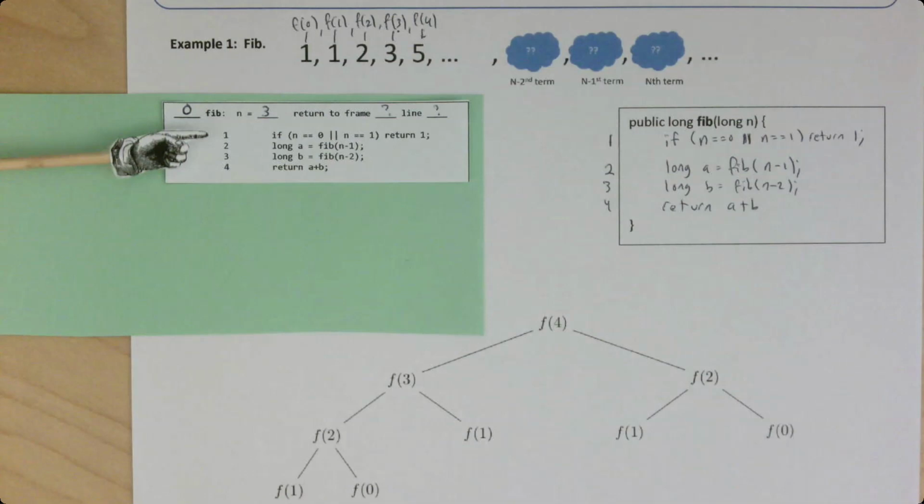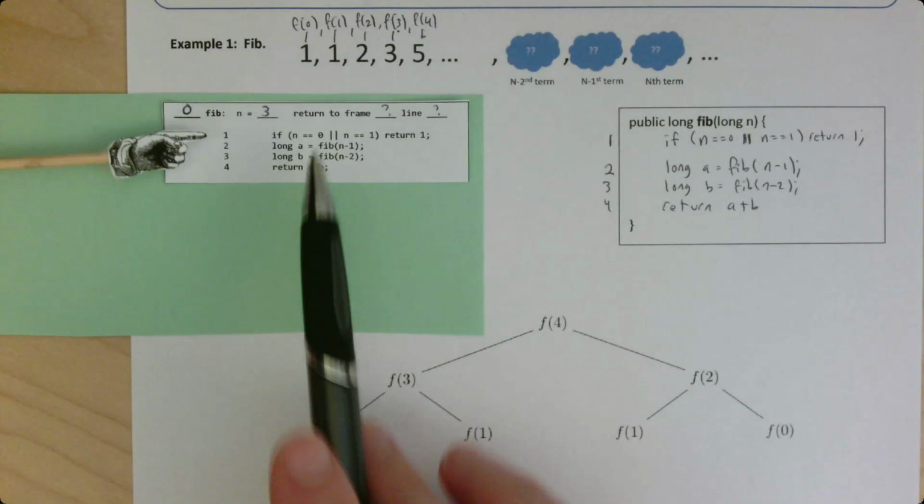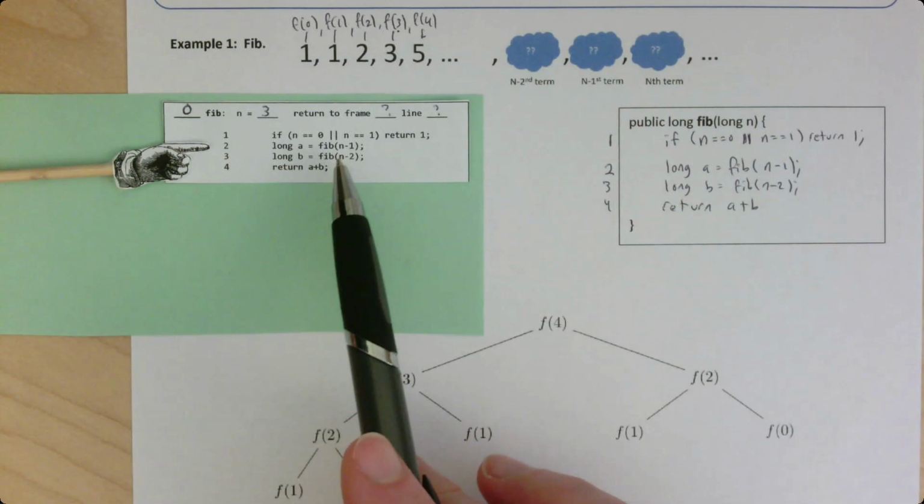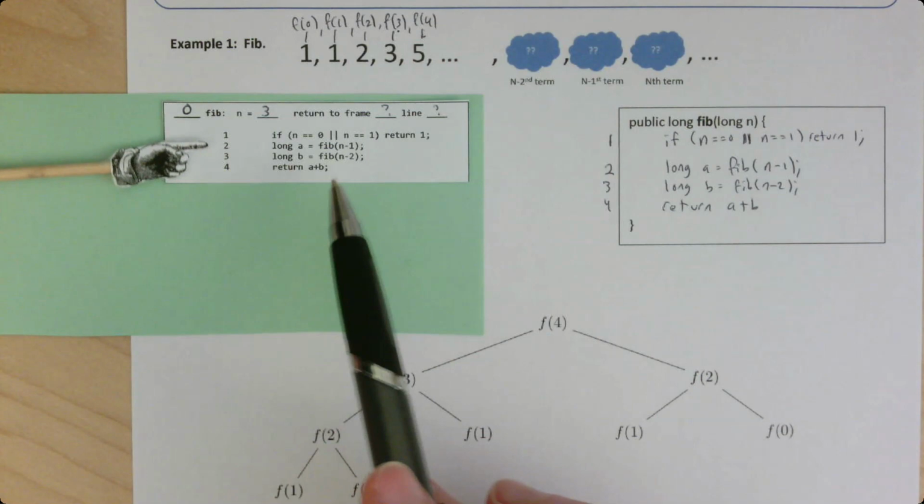So when n equals 3, we run this first line, and we ask, do we hit the base case? In other words, is this if statement true? And the answer is no. So we move to the second line, and we're going to invoke fib again. When we invoke fib a second time, it's going to create a copy of this method, sort of. And that's going to make a new stack frame. So let's see what that looks like.